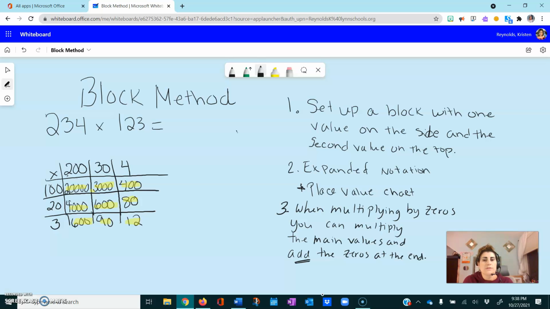Okay, so that is your fourth step, is to add your block values together. Okay, and I would recommend lining them up biggest to smallest, simply because it's easier to see that way.